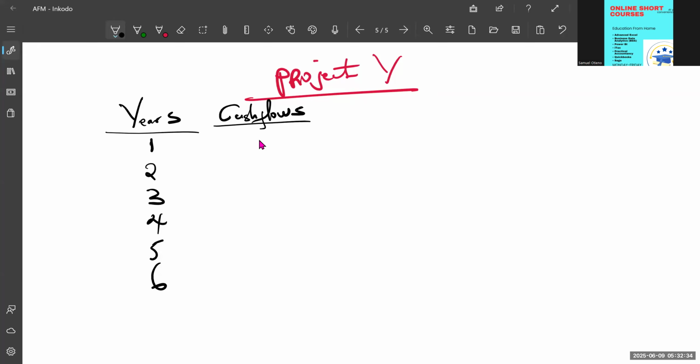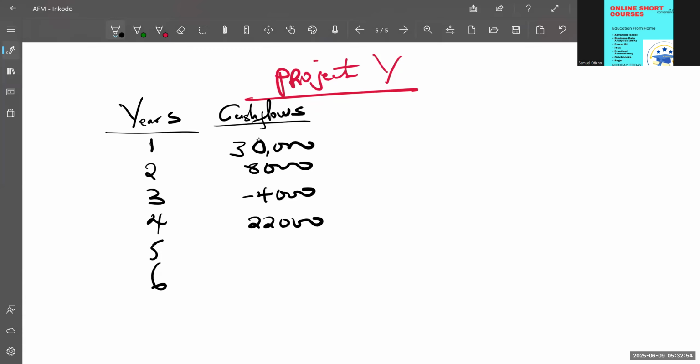If I look at my physical paper, which I have next to me right here, we are having 30,000, and you've seen the 30,000 there. For year number 2, it was 8,000. For year number 3, it is negative 4,000. For year number 4, we are having 22,000. For year number 5, negative 10,000. And then for year number 6, we are having 15,000 like that.